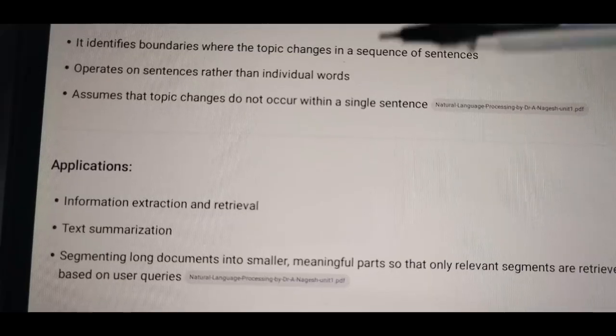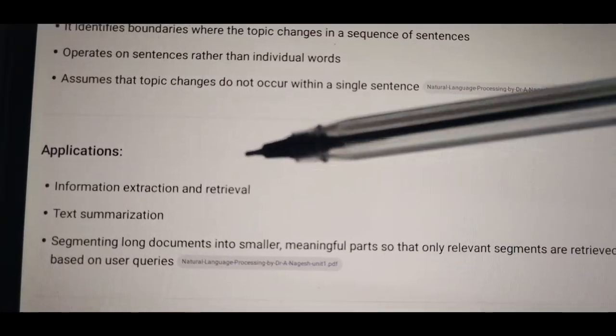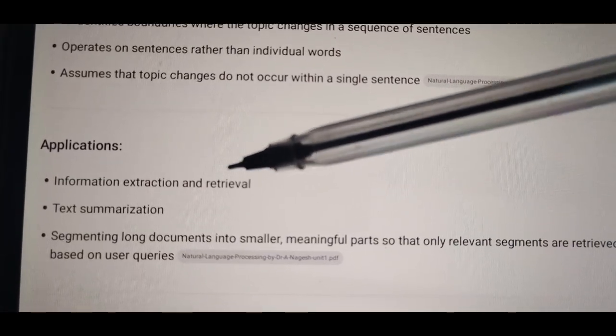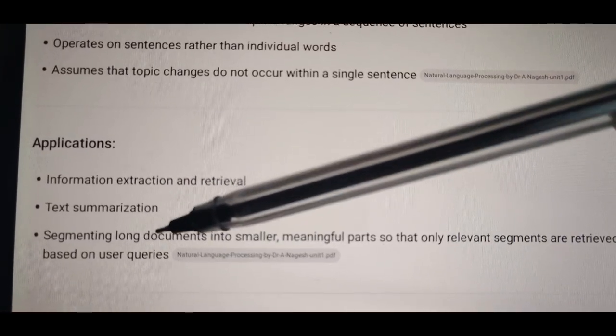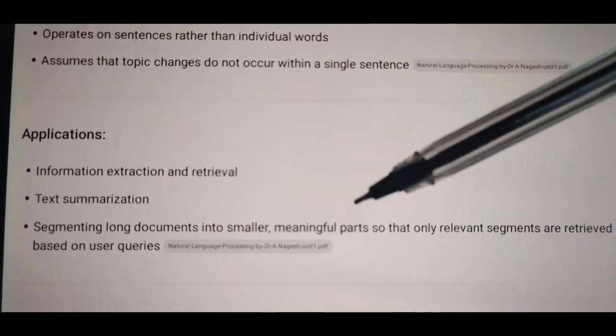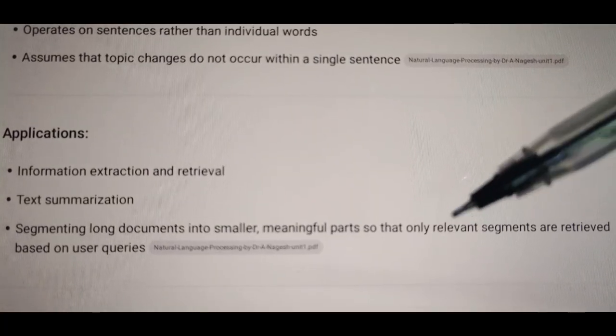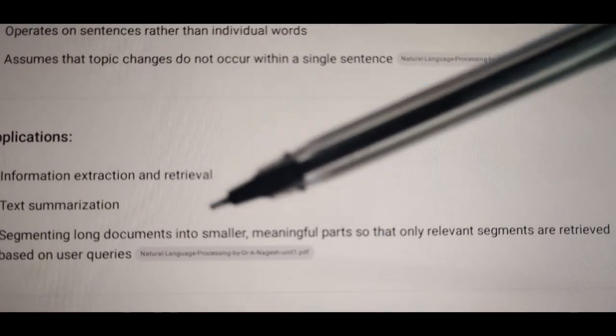Now let us discuss the applications of topic boundary detection. Information extraction and retrieval, text summarization, segmenting long documents into smaller meaningful parts so that only relevant segments are retrieved based on the user queries.